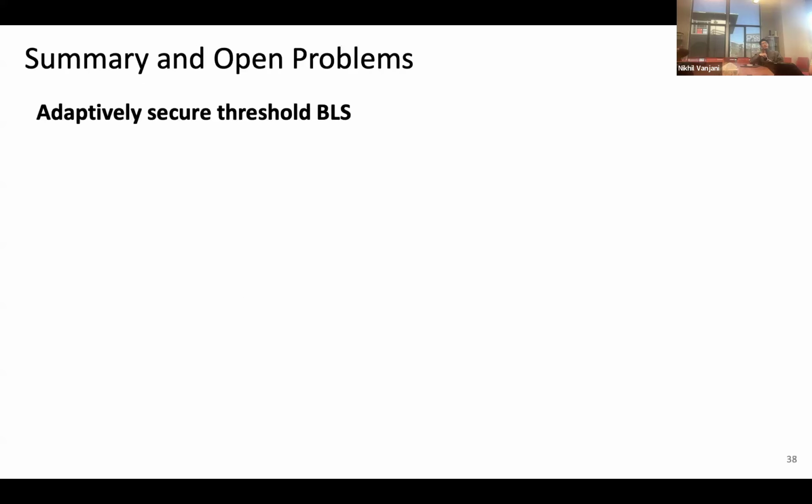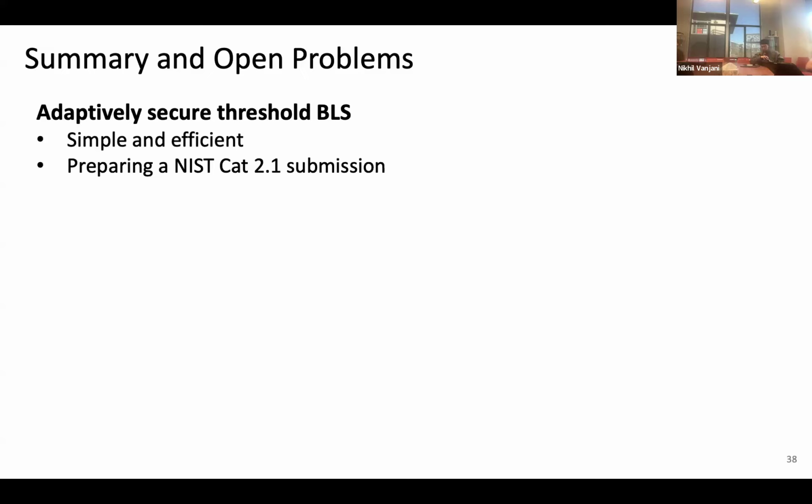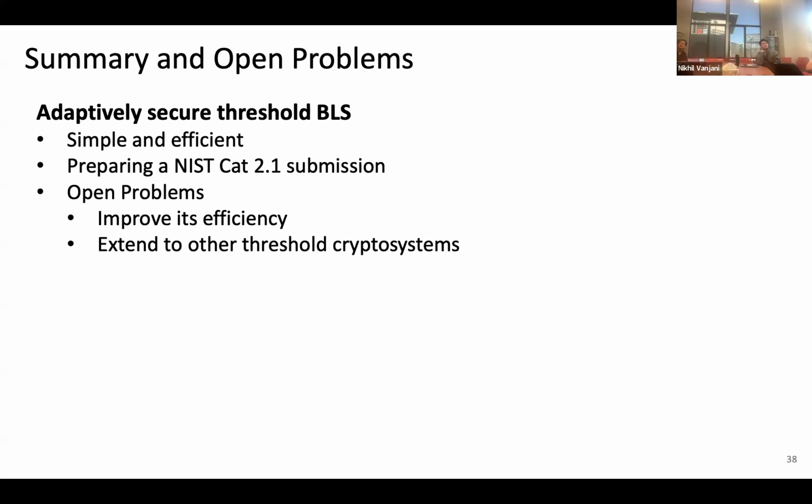So in summary, we get adaptive security with BLS without any erasures, simple and efficient. We're trying to prepare a NIST 2.1 candidate because they ask for adaptive security, and then people complain that it's hard. But I think the proof technique I have shown, with some algorithmic ideas, we can extend it to many other things. We have some ideas on how to extend it to threshold encryption. We also have some ideas how to extend it to Schnorr.